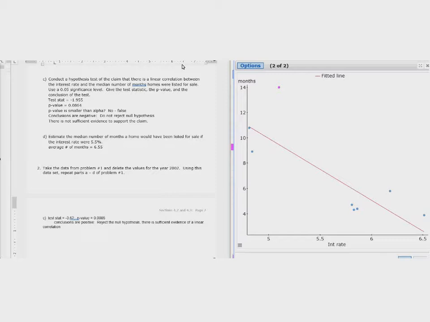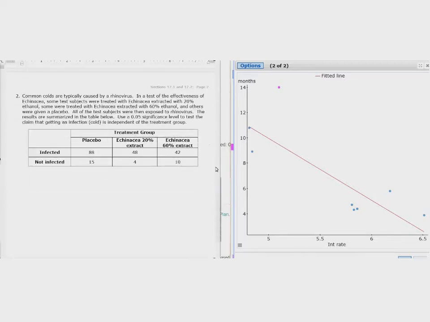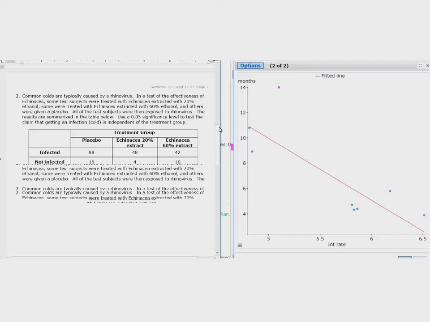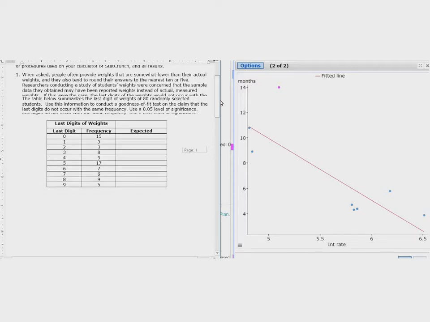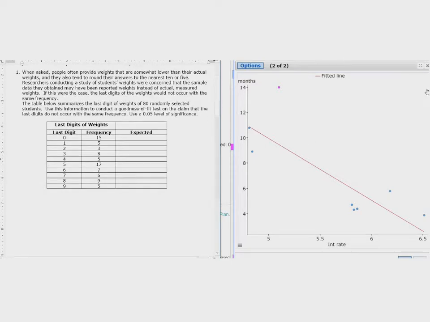Okay, so the next thing we're going to look at is the stuff from chapter 11. So we're going to start with the Goodness-of-Fit Test. Okay, so this first one is about weights that are reported or actually measured. So what we're trying to find out is if the last digit happens with the same frequency or not.